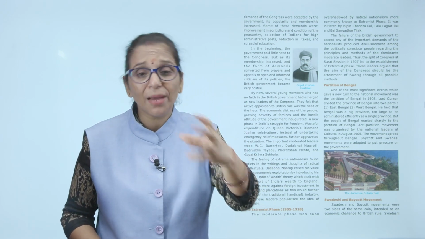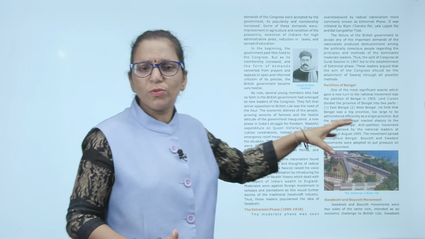So in the beginning, the government paid little heed to the Congress. But as its membership increased, the British government, being very clever, started to deny all the demands. These demands converted into prayers and appeals, and the Britishers criticized and denied them. By now, several young members in the INC were not happy with this petition or appeal to the British government. They wanted some rigid, radical, aggressive method where they could pressurize the Britishers to accept their demands. So they felt that active opposition should be there.